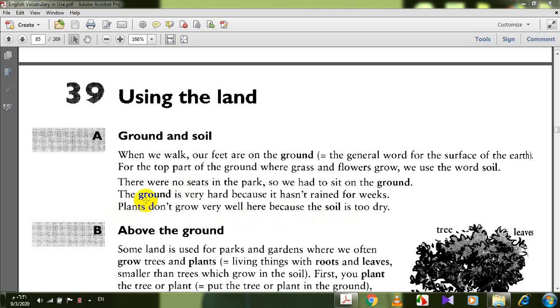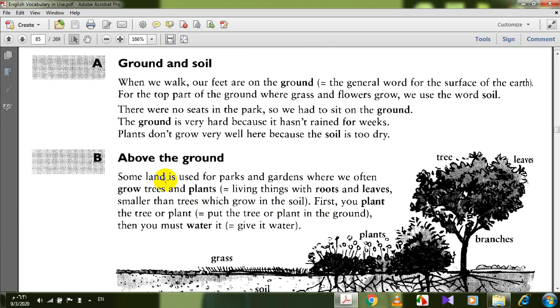Done? Okay, above the ground. Some land is used for parks and gardens where we often grow trees and plants, living things with roots and leaves, smaller than trees, which grow in the soil. So this is a plant. What do you mean by plants? Living things with roots and leaves, smaller than trees which grow in the soil.